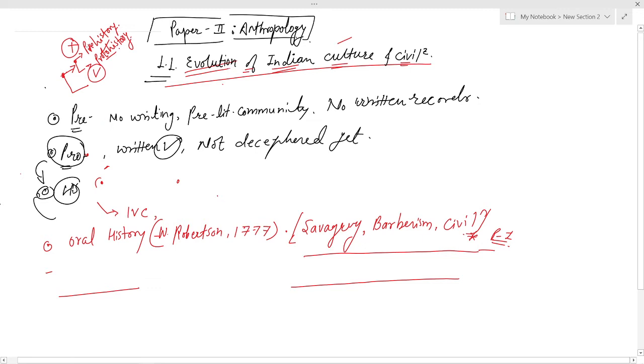In prehistoric culture, there is no writing, the community is pre-literate, and no written records are available. Protohistory is between history and prehistory, where there is the availability of a written document, but the script is not deciphered yet.